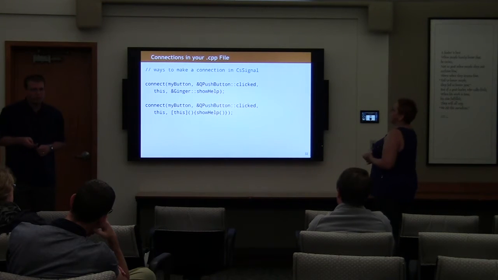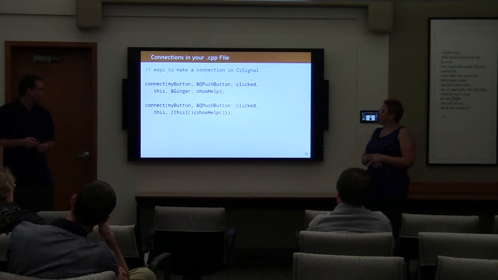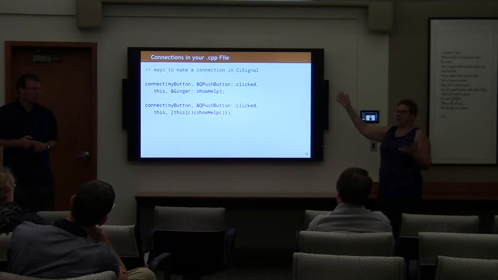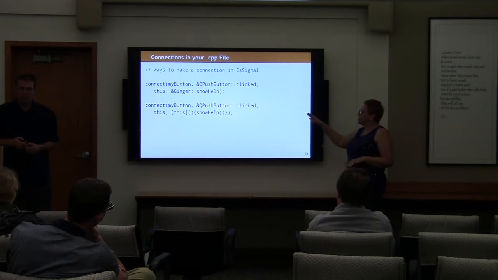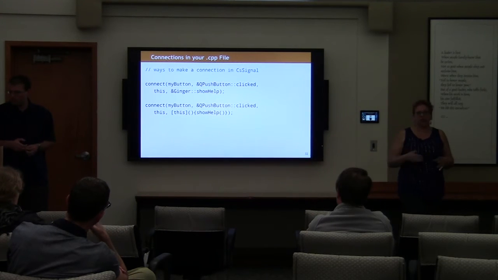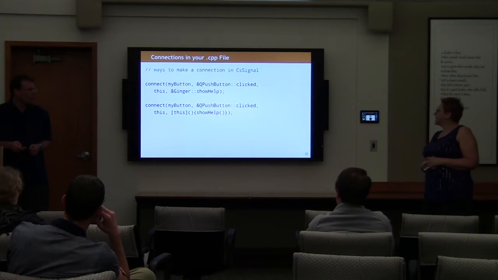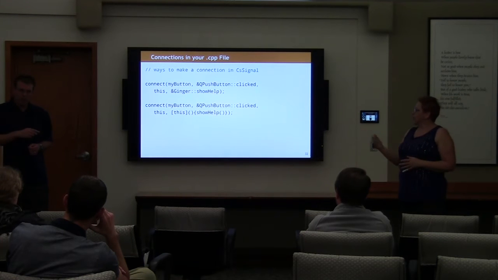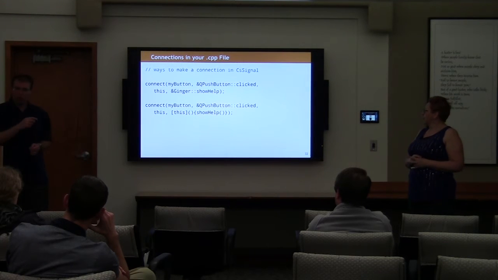And here's what it would look like in your CPP file of calling. We've left out, obviously, some of the things that make sense in terms of what my button is, and Ginger is just a class which we use as a sample quite a bit. Now, I'll contrast this with the next slide, which is what this looks like in CopperSpice. Note that there are two forms of connect here.